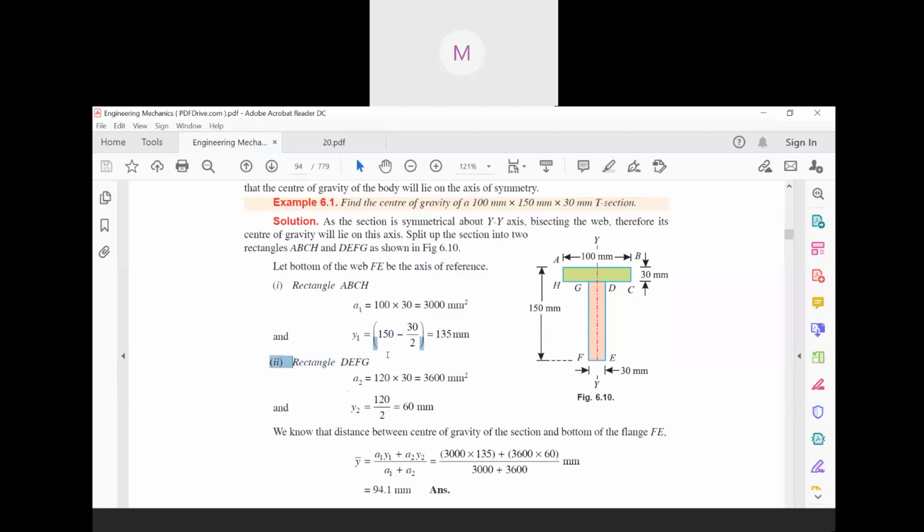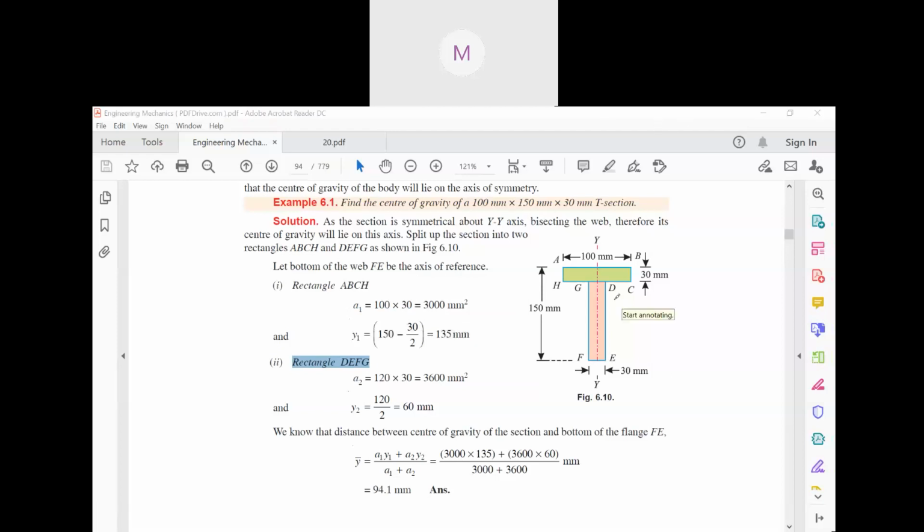Now for the second part, that means this DEFG, that means this D, E, F and G. So this part is the next part. You can find out the area, length into breadth. What is the breadth again? 30 mm. That is A2. And what is the length? How is it 120? Do you know how it is 120?